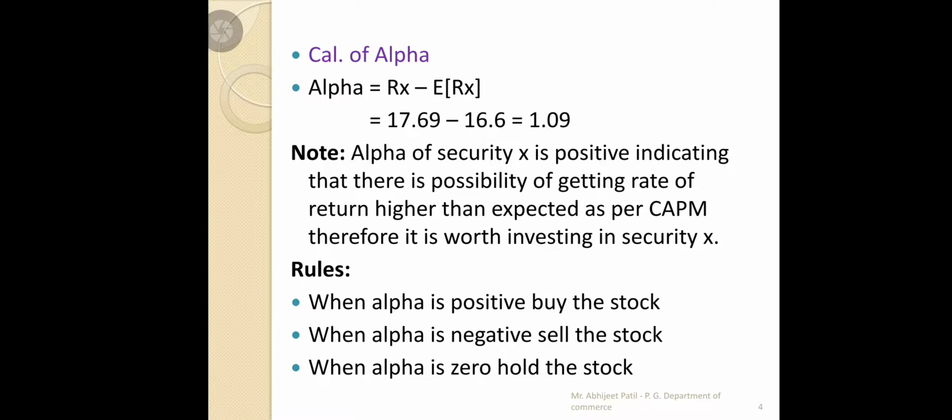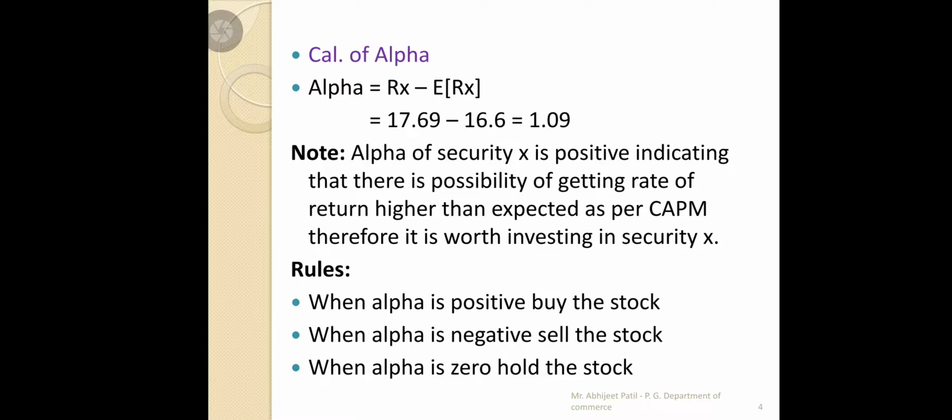Now whenever the alpha of any security is positive, it indicates that there is a possibility of getting a rate of return higher than expected by CAPM, therefore it is worth investing in security X. So always remember that whenever we get a positive alpha, meaning actual return minus expected return is positive, you should decide that it is worth investing. And how do we take decisions using alpha values? We can buy the stock, sell the stock, or hold the stock.